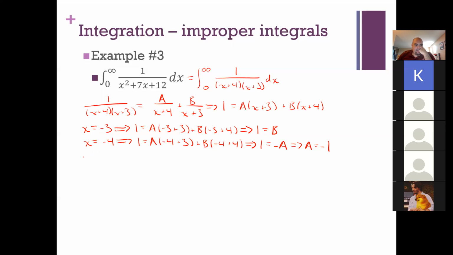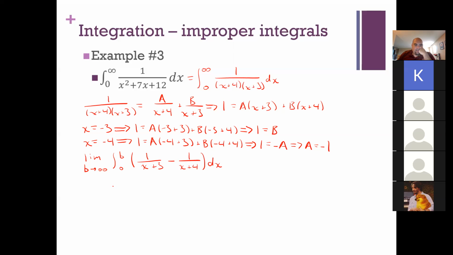All right, so from here, now we can go back to doing the calculus. I want the limit as b approaches infinity of the integral from 0 to b of, which one's the positive going to be? The positive is going to be x over 3. Yep. So 1 over x plus 3 minus 1 over x plus 4.